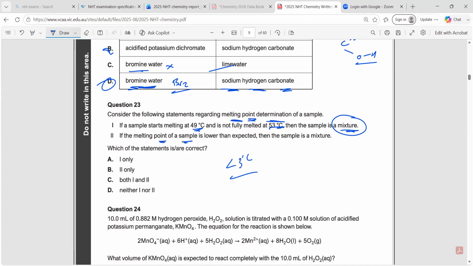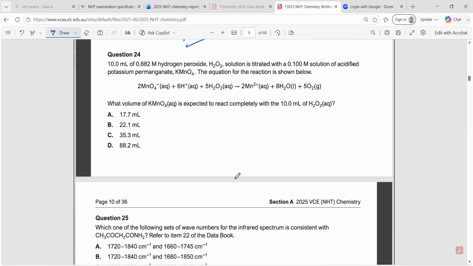If the melting point of a sample is lower than expected, then the sample is a mixture. Not really. It actually could just be that it's not what we're looking for. The melting point of a sample is lower than expected, and the sample is a mixture. I'd be inclined to agree with that, except it is a bit of a definitive statement, so I'm not too sure. It's either A or C. Maybe someone can help, I'm not too sure about this one. Anyway, let's keep going. We'll come back to it later.